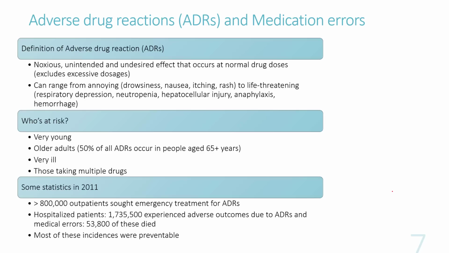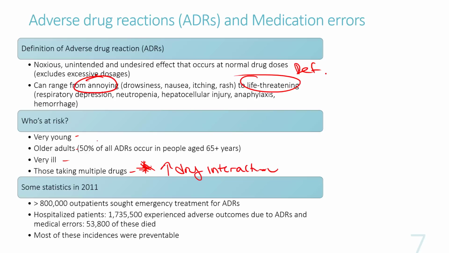Now moving on, we're going to talk about adverse drug reactions. So this is the definition of an adverse drug reaction, and you can see here it can range from annoying to life-threatening. Who's at risk? Very young, very old or older adults, ill people, or people taking multiple drugs, right? We also talked about how people taking multiple drugs will increase drug interactions. And then we're also going to talk about the very young and the older adults.